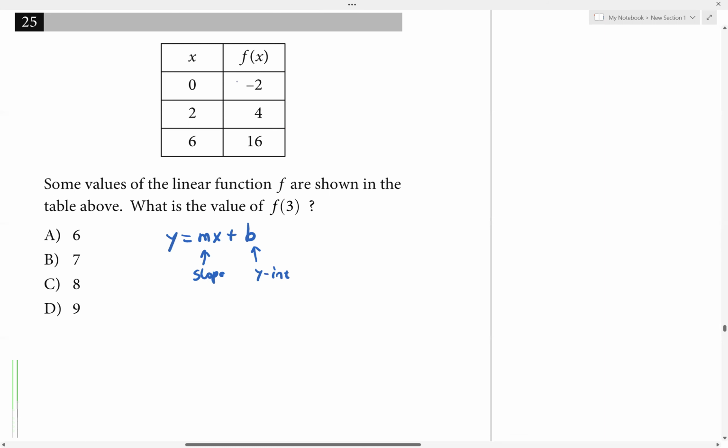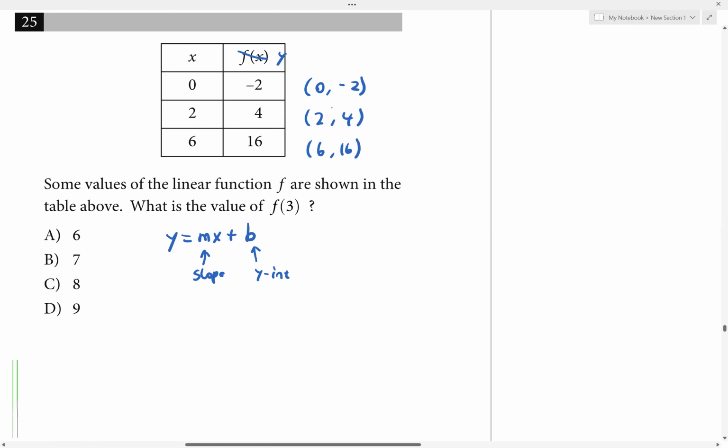So here we have 3 ordered pairs, right? We have x is 0, f of x is -2. f of x is like the y value pretty much. So we have a point at (0, -2), a point at (2, 4), and then a point at (6, 16).